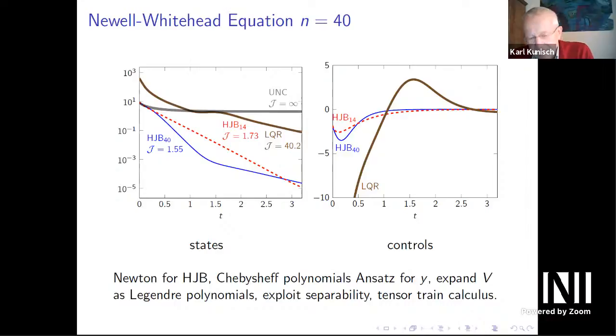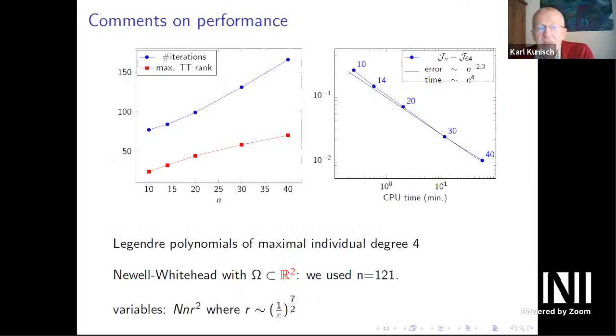A little bit more details. Number one, we do, I would call it a Newton approach for the HJB equation, but really more frequently people use the word policy iteration. We do a Chebyshev polynomial ansatz for y, so of course a mesh-free ansatz. We expand the value function in Legendre polynomials, we exploit separability and then tensor train calculus to get these results. Tensor train calculus is a powerful technique.